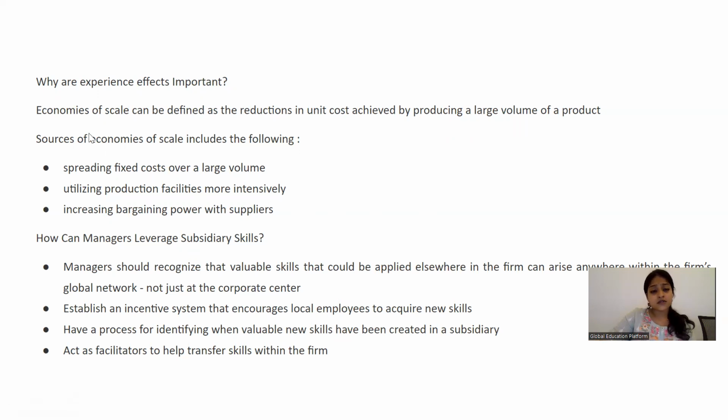So the sources of economies of scale we can look at are spreading fixed cost over a large volume so that the cost per unit will be less, utilizing production facilities more intensively, no idling machineries or anything as such, and increasing bargaining power with suppliers. Okay, so these three are the main sources of economies of scale.